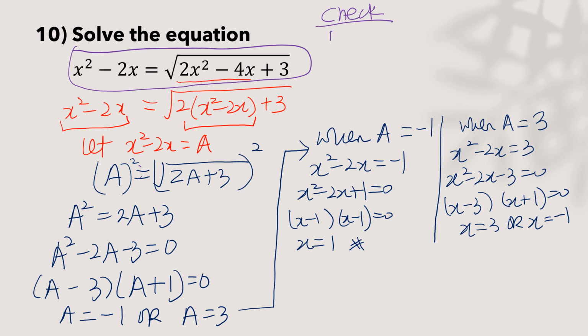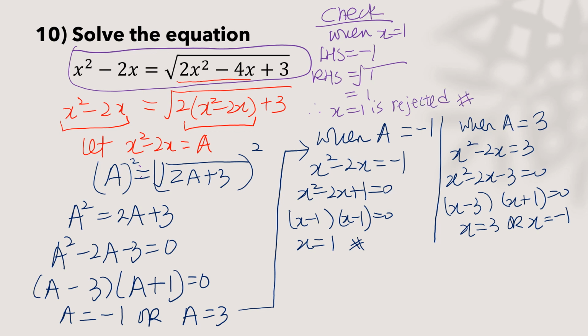So when x equals 1, our left hand side will be, just use your calculator to help you, 1 squared minus 2 times 1, so that gives you -1. Right hand side will be square root of 2 minus 4 plus 3, so that gives you square root 1. We see the left hand side is not equal to the right hand side, so therefore x equals 1 is not valid, or rejected.